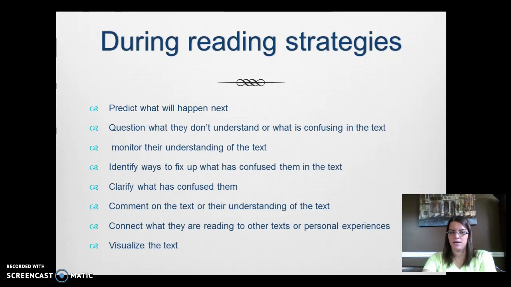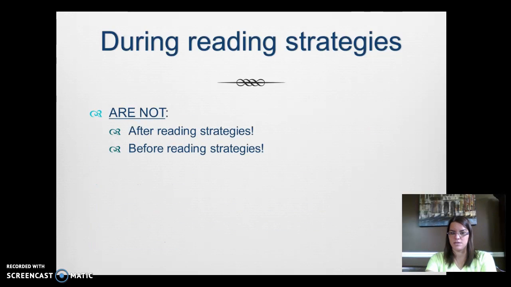So some things that they can do are to pause and predict what's going to happen next, question what they don't understand or what's confusing, monitor their understanding. So this is something that we really need to work on with our students, is pausing and saying, do I know what's going on, or do I need to go back and reread? Identify ways to fix up what has confused them, clarify things that have confused them. They can comment on the text or their understanding. They can connect their reading to other texts or personal experiences, and it can help them visualize the text.